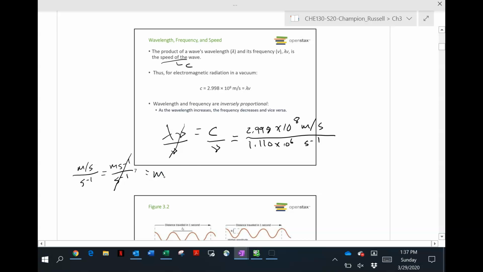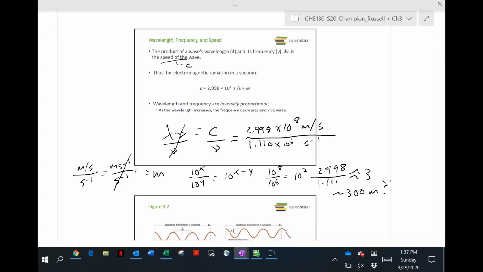The other trick I want to mention is if I have 10 to some power, let's call it x, divided by 10 to some other power, let's call it y, the answer to that part is going to be 10 to the x minus y. So I can tell that 10 to the 8th over 10 to the 6th is going to be about 10 to the second. 8 minus 6 is 2. 10 to the second is 100. If I do the other part of this, 2.998 divided by 1.11, I can see that's going to be a little less than 3. So I'm expecting an answer of around 300 meters, maybe. Now, if I get my calculator out and actually do this, I'm going to start plugging that in.